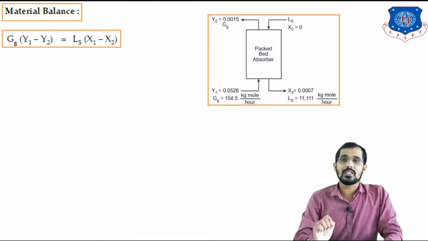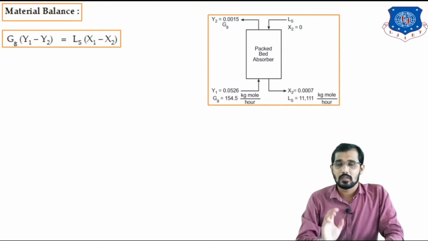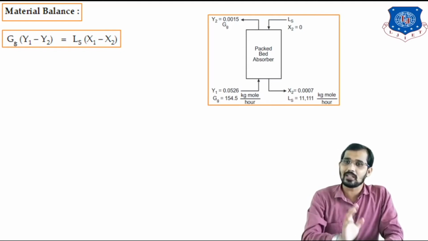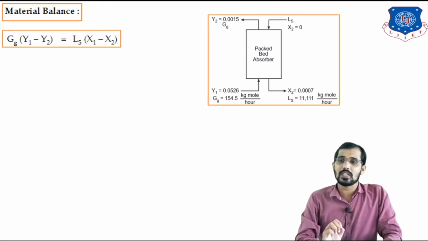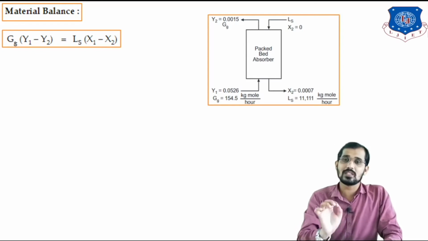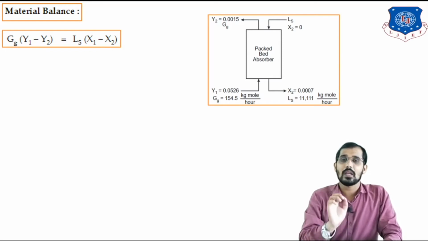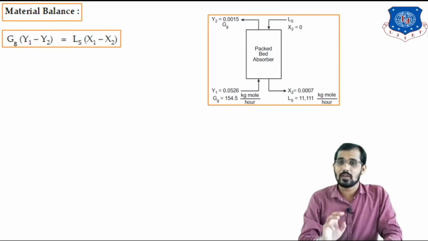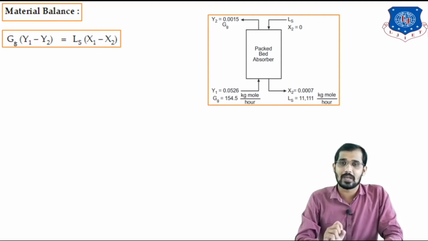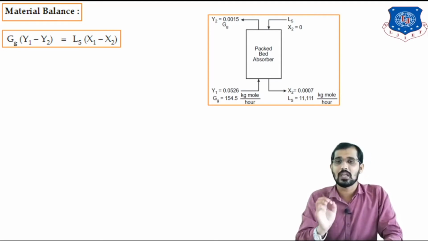You can see this is the material balance for this figure. This is a steady state process, so inlet is equal to outlet: G(Y1 minus Y2) is equal to LS(X1 minus X2). Whatever the inlet streams are, you can see in this figure, they are Y1 into GS plus LS into X2. The outlet streams are Y2 into GS plus X1 into LS. Rearranging these terms, you get the material balance GS(Y1 minus Y2) is equal to LS(X1 minus X2).